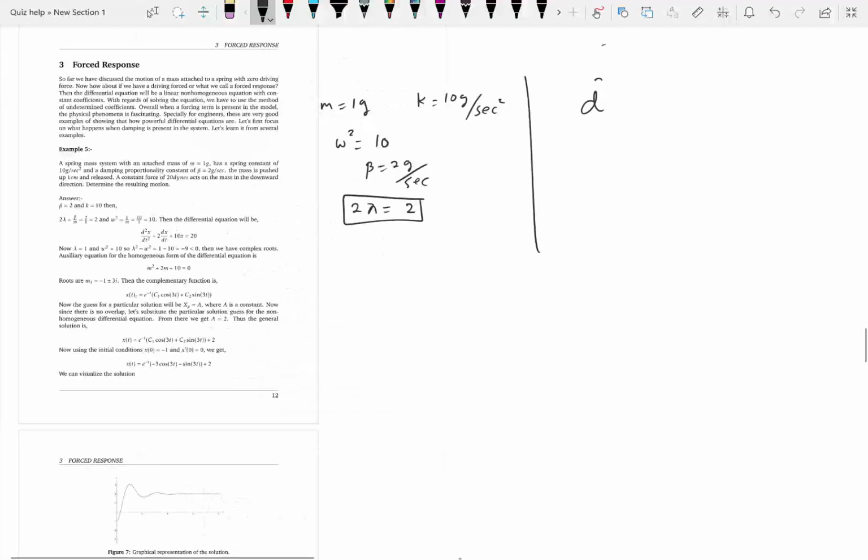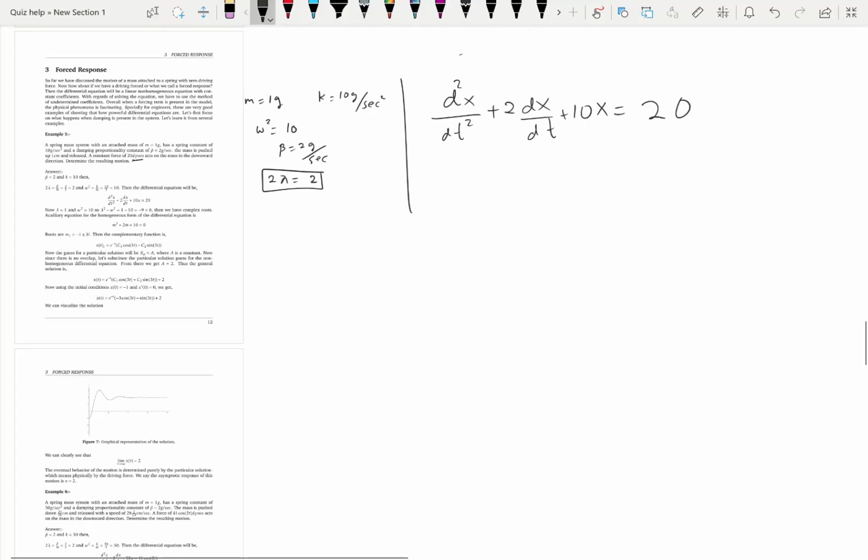Now d square x over dt square, plus 2 lambda, which is 2, dx over dt, plus 10x is equal to, now it is not 0, because it says a constant force of 20 dynes acts on the system. So that's the non-homogeneity, that's the driving force.